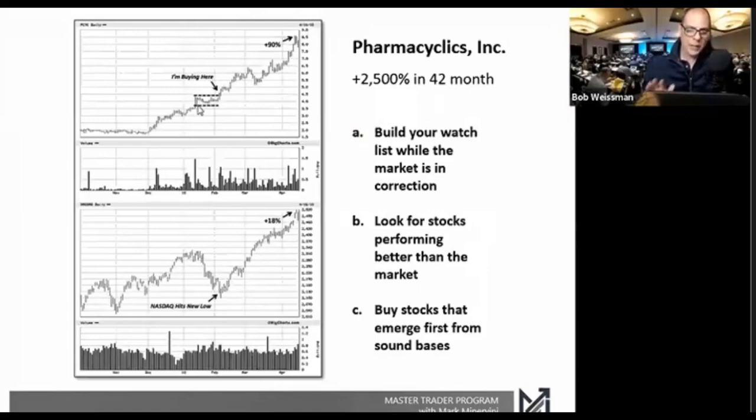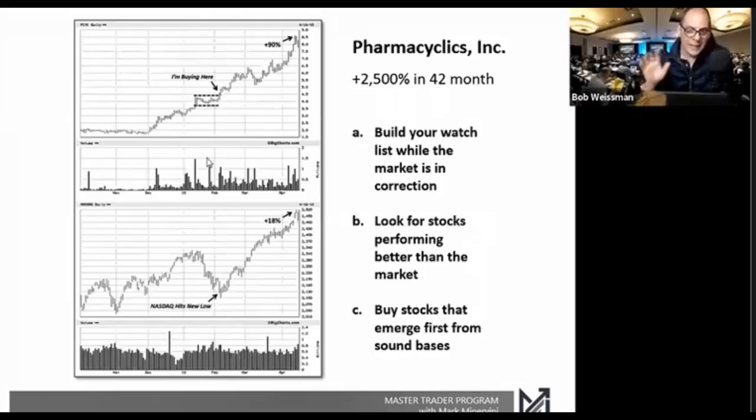But the key to look at here is that you want to be building your watch list while the market's in correction, and look for those stocks that are holding up the best, that are building bases, and that are breaking out first. You see, if you got too worried about the market correcting here, you may not have seen this stock breaking out and coming out of this power play, moving into new high ground just one day before the market makes a low.